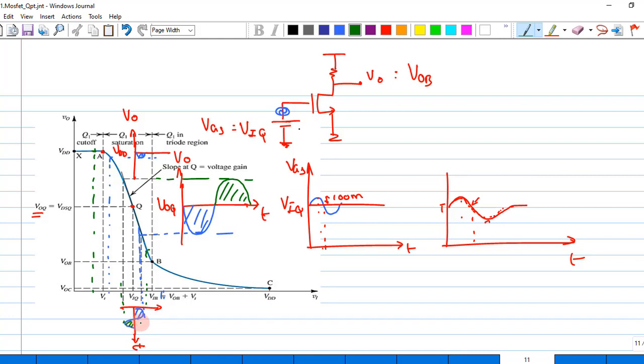Are you getting my question? The question here is: what is the maximum peak value that I can have around this Q point such that I'm getting a symmetrical amplification for both the positive and the negative half cycles? How far can I go up and down? Okay, so I can just go all the way till this particular spot, right?